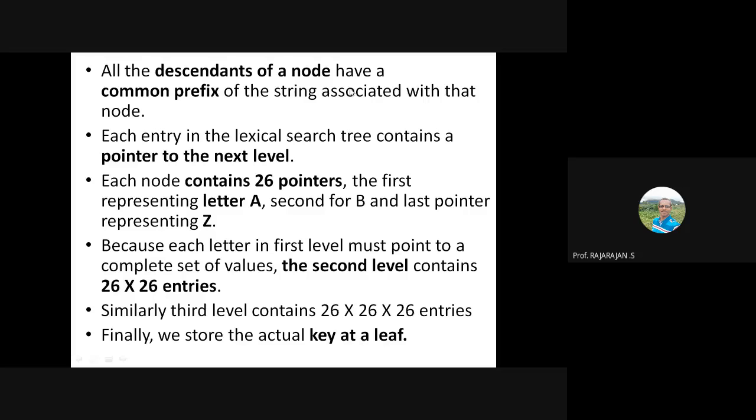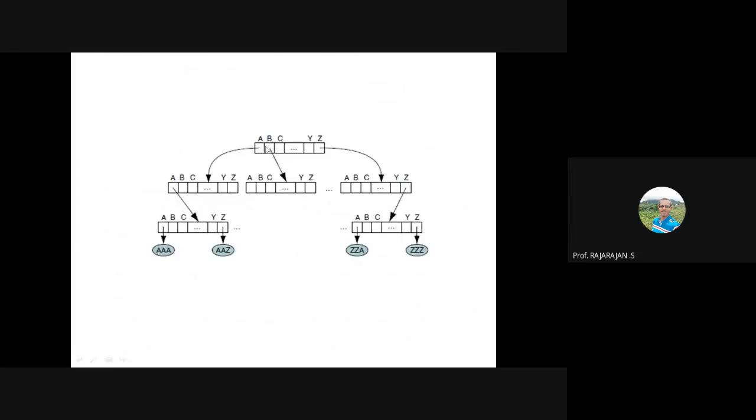All the descendants of a node have a common prefix of the string associated with that particular node. So, for example, this is an example of a lexical search tree. The first node contains all the alphabets from A to Z, which means 26. Each node has 26 characters.